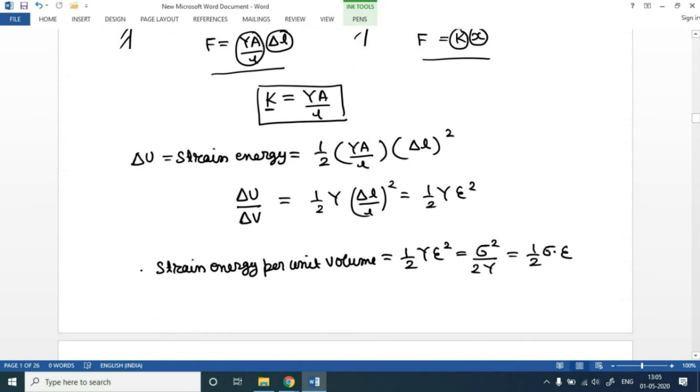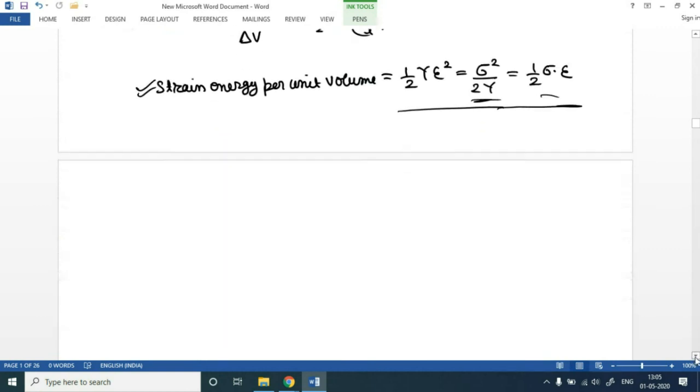So these are the relationships for the strain energy stored inside the material due to the deformation caused by the external force. According to the situation, whenever required, you can use any of these forms. Now let's try to look into some problems.